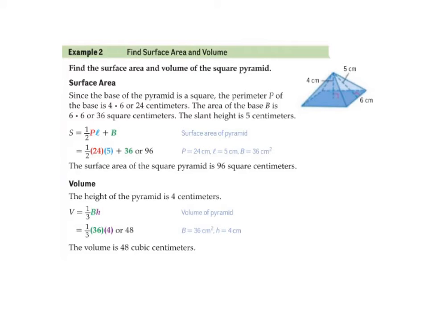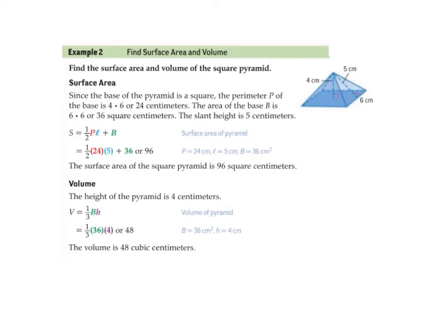In example 2 you've got a square pyramid. Think of the pyramids of Giza in Egypt and some of the pyramids down in South America. But anyway, let's have a look at what you've got. All right. Now, don't forget, it's a half times the perimeter, and it's the perimeter of the base that we talked about. Okay, and then L is the slant height, and then the area of the base.